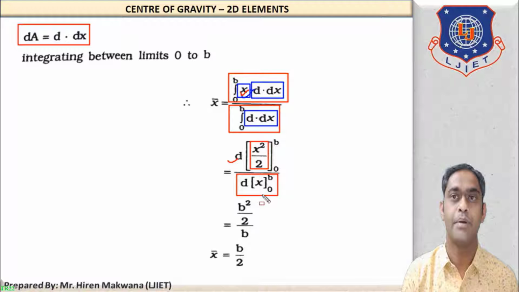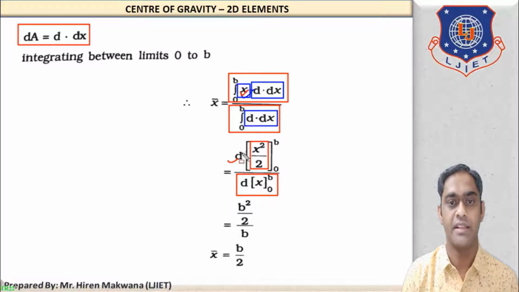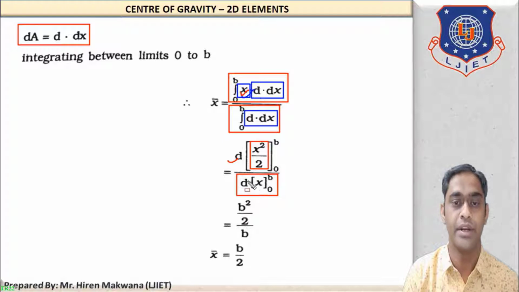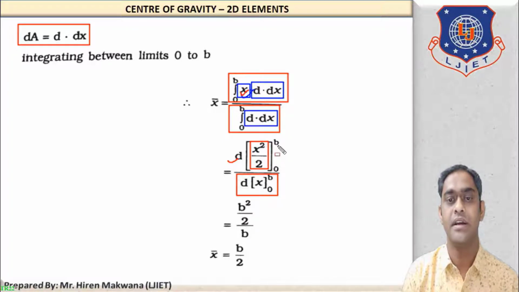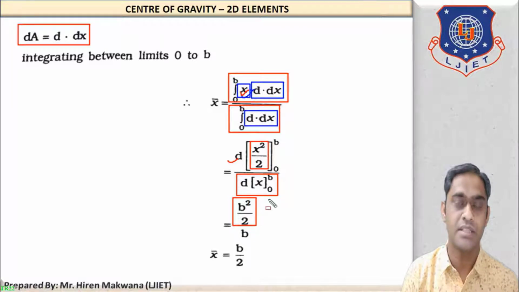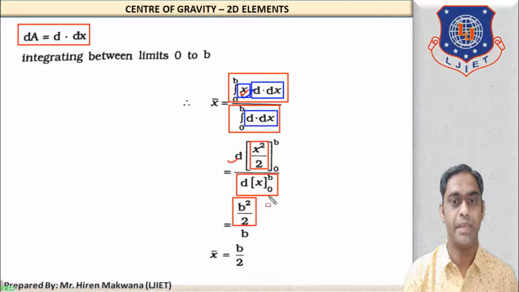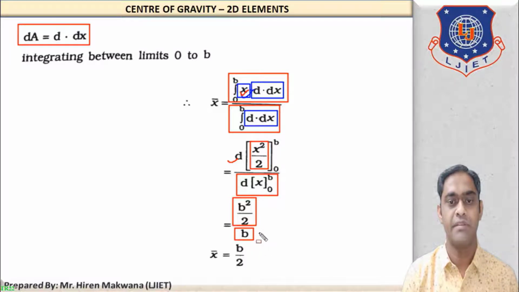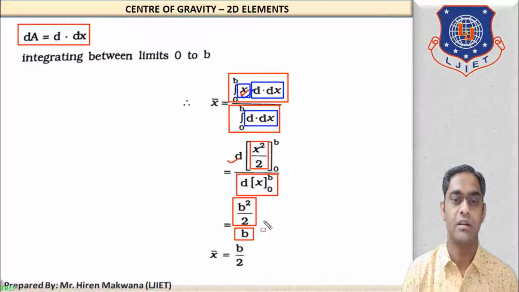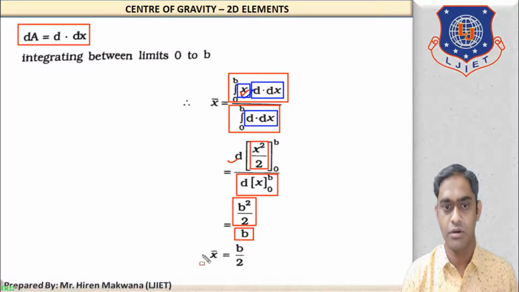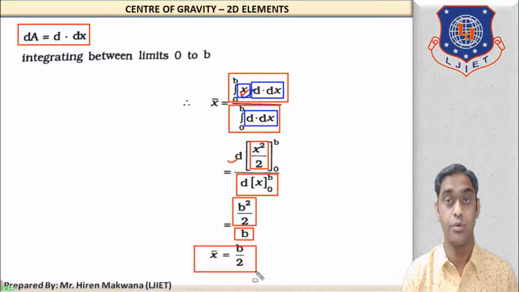Now, replacing the upper limit and lower limit. So, d will be constant and cancel out from numerator and denominator. What is the upper limit? It is b square by 2. So, the numerator becomes b square by 2. Same in the denominator, replacing the upper limit, it will be b minus 0. So, it will be b. Now, by simplification, you can clearly see from the numerator, one b will be cancelled out, and the final answer of x bar is equal to b by 2.